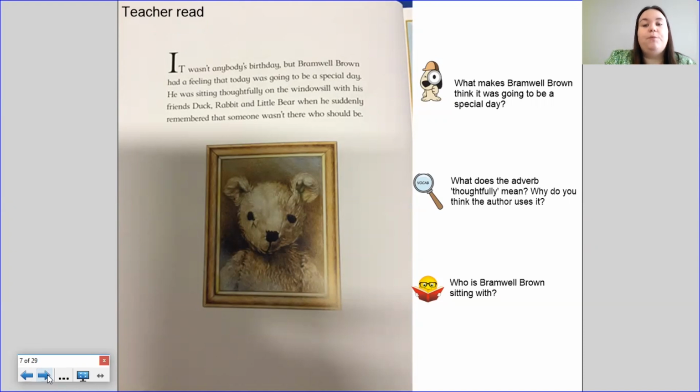What makes Bramwell Brown think that it's going to be a special day? What does the adverb thoughtfully mean? Why do you think the author uses it? Who is Bramwell Brown sitting with?